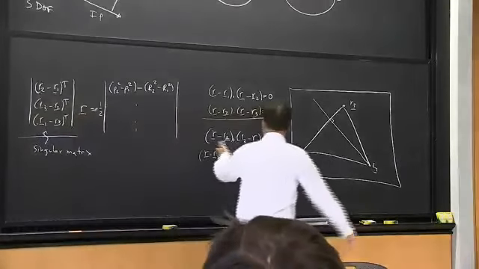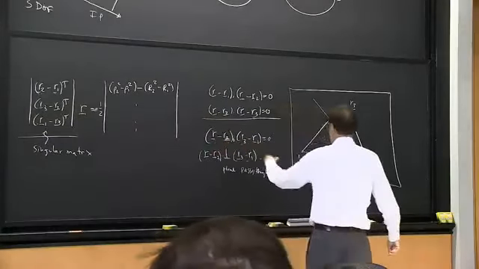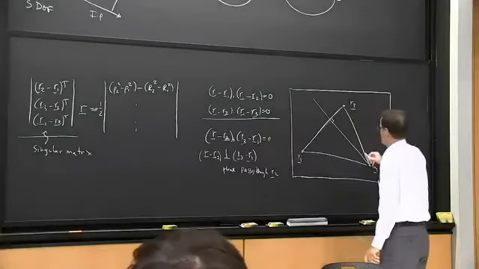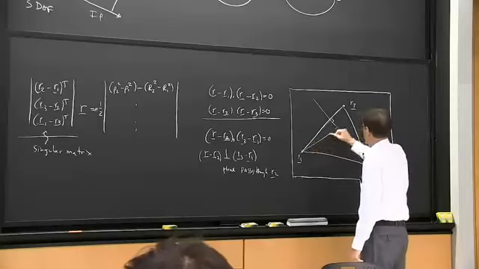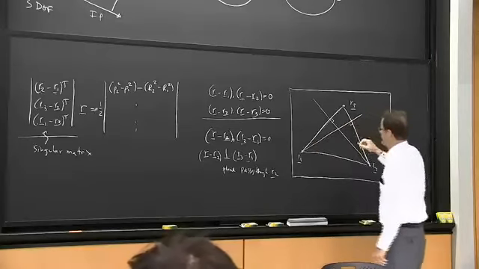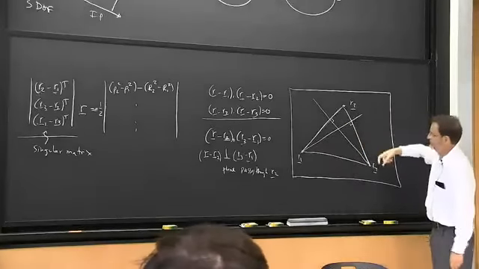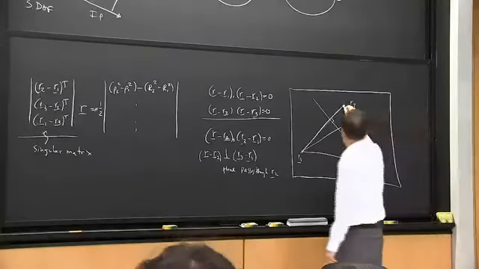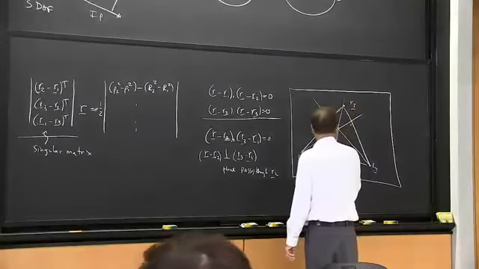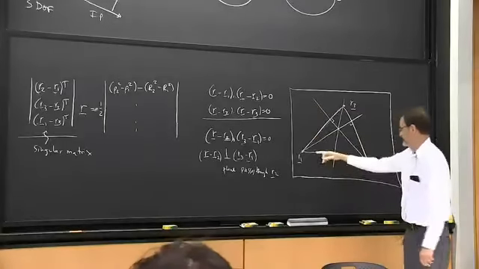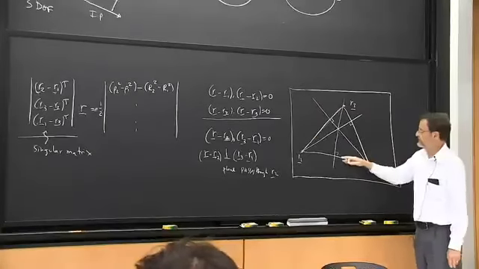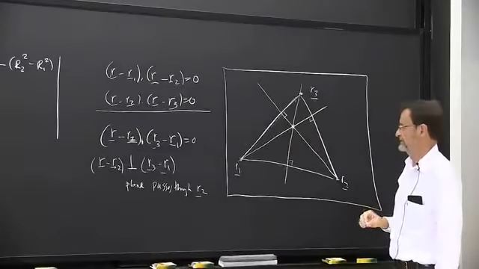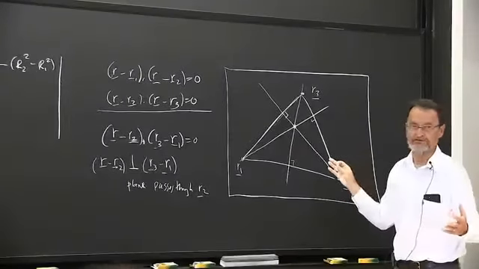Now, of course, I picked this particular combination. I could pick two other combinations. So what do I get from those? Well, one of them is going to give me a plane that is perpendicular to R3 minus R2 and passes through R1. So that's that one. And then there's a third one, which is going to be a plane perpendicular to R1 minus R2 and passing through R3. And so, ta-da, I got a solution.